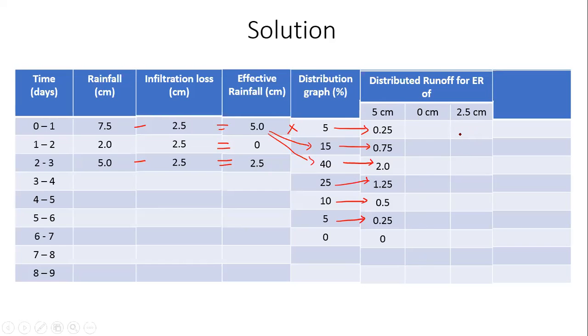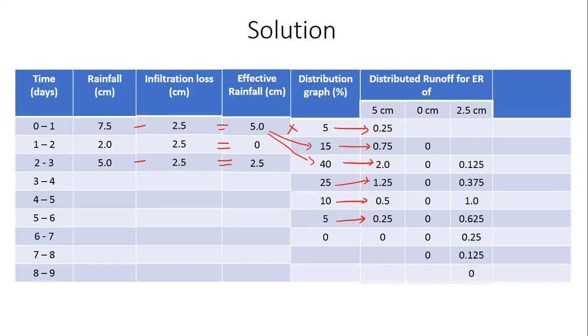Okay, so first of all, you have to lag it by, so I'll fill in the numbers. So you've lagged it by 2 days. So the first day it will produce 0 runoff. The second day it will produce 0 runoff. The third day it will produce 5% of 2.5. 5% of 2.5 centimeters will be the runoff on the third day, 0.125 centimeters, and so on. 15% of 2.5 will be here, 40% of 2.5 will be here, and so on.